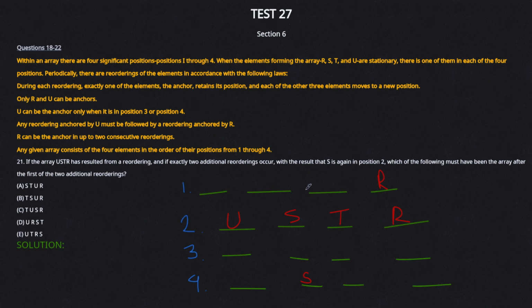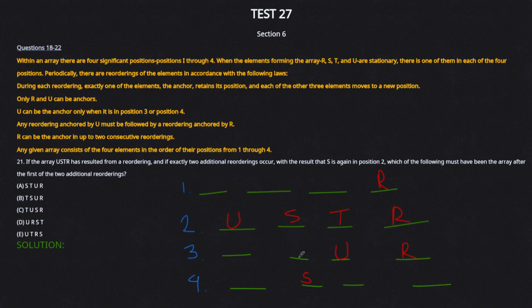So we can once again have at number 3 R as the anchor again because we know R can be the anchor up to 2 times. So R will be here, and then we need to make sure that we have a new anchor for the fourth one because R cannot be the anchor three consecutive times. So we need to bring U to number 3 so that it can act as the anchor for the next reordering. U can only be the anchor if it's at number 3 or number 4. So we need to have U at number 3.